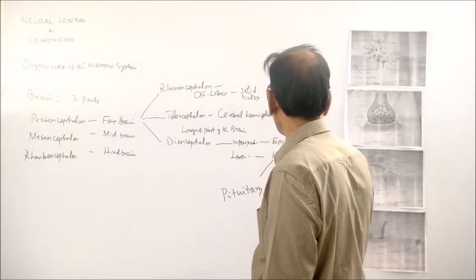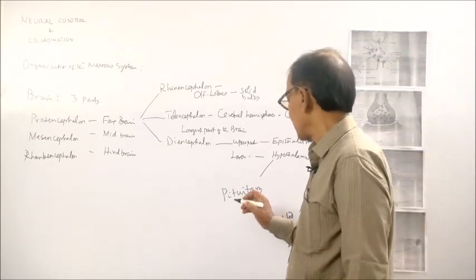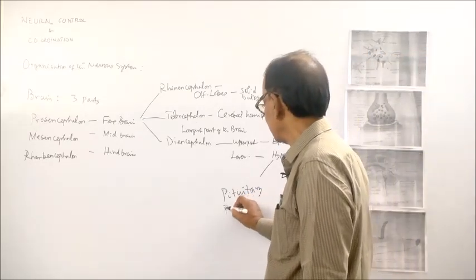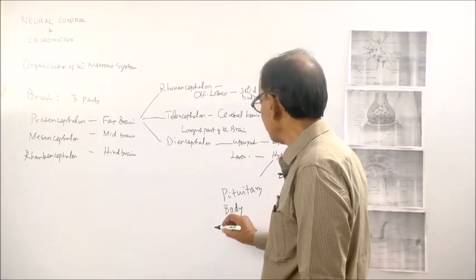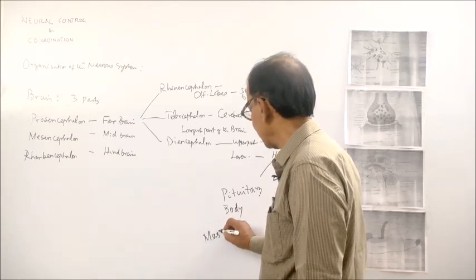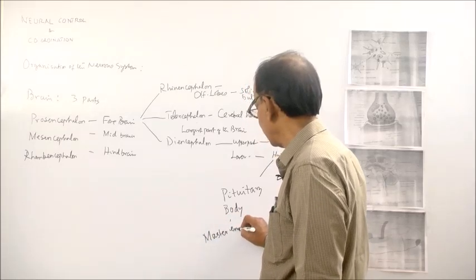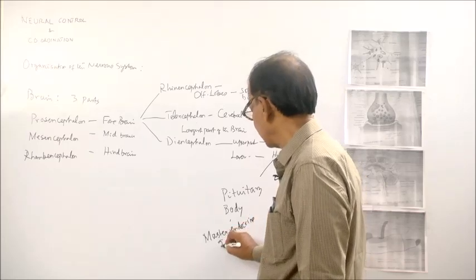Just as from the epithalamus arises the pineal body, from the hypothalamus arises the pituitary body. And if you have any idea, this pituitary body is known as the master endocrine gland in the body. Master endocrine gland.